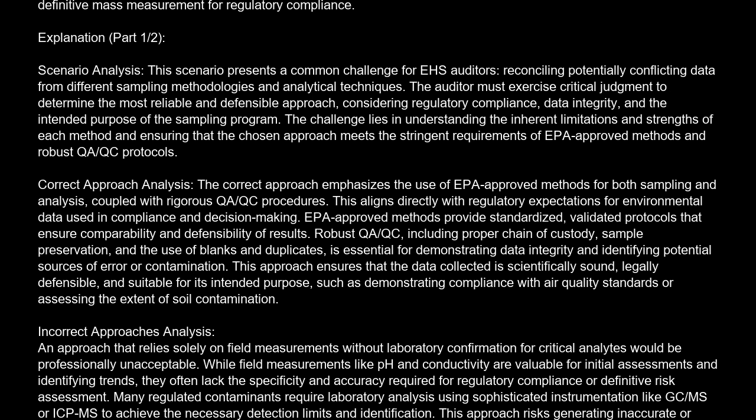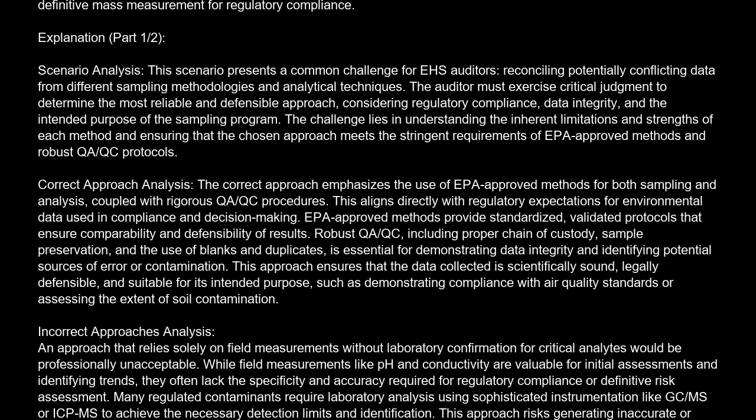The challenge lies in understanding the inherent limitations and strengths of each method, and ensuring that the chosen approach meets the stringent requirements of EPA-approved methods and robust QA/QC protocols. Correct approach analysis. The correct approach emphasizes the use of EPA-approved methods for both sampling and analysis, coupled with rigorous QA/QC procedures. This aligns directly with regulatory expectations for environmental data used in compliance and decision-making.